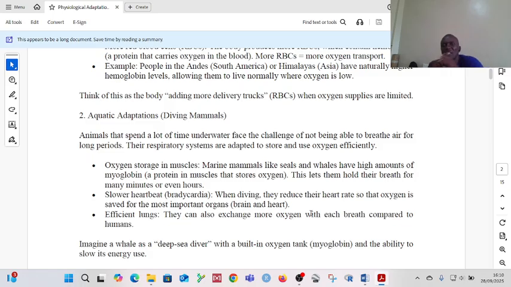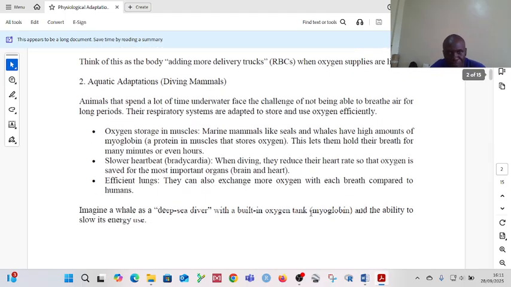Okay? So you can imagine a whale, or most of these aquatic animals, as a deep sea diver having a built-in oxygen tank, which in this case is the myoglobin, the protein in the muscle that is helping to store oxygen. Okay? Then it also has that ability to slow the use of energy. How does it do that? Slowing the heartbeat.